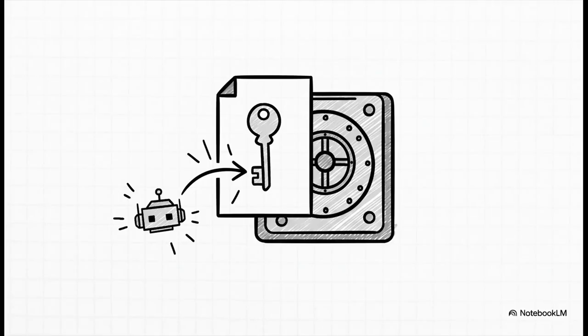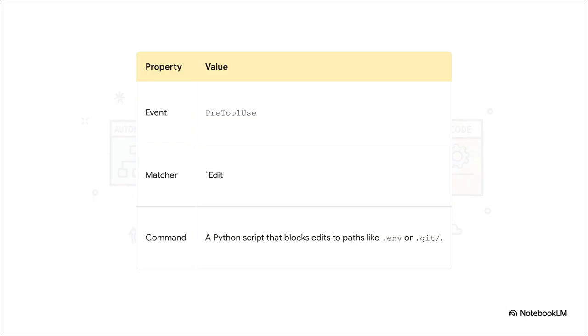Next up, let's talk about playing defense. How can you use hooks to protect those really sensitive files, like your configuration or environment files, from getting accidentally clobbered by the AI? So, the hero of this story is that event pre-tool use. This hook runs before the edit can ever happen. The command is just a simple Python script that checks the file path. If that path matches one of your protected patterns, like anything ending in .env, the script just exits with an error code, and that blocks the tool from running. It completely prevents the edit. It is your automated gatekeeper.